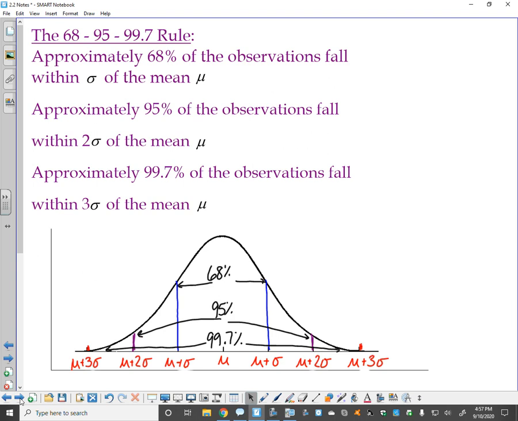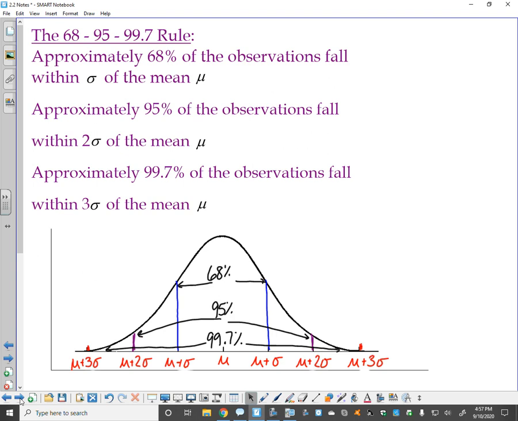Approximately 68% of the observations fall within 1 sigma of the mean mu. Approximately 95% of the observations fall within 2 sigmas of the mean mu. All right, here's the good one. Approximately 99.7, not 100%, but really, really close, of the observations fall within 3 sigmas of the mean.